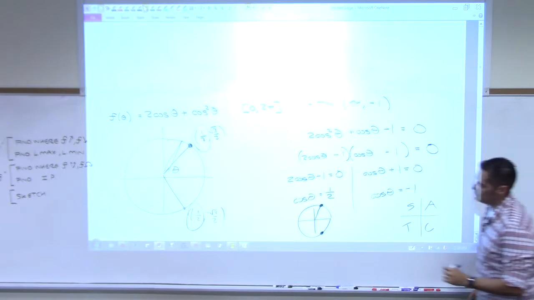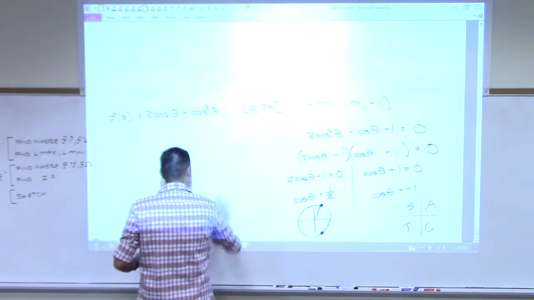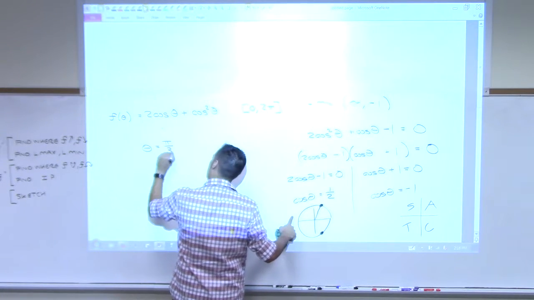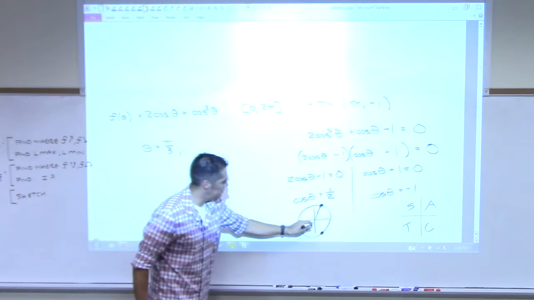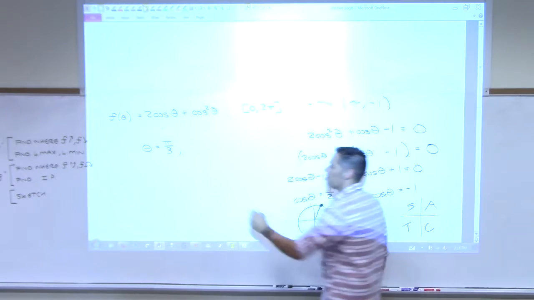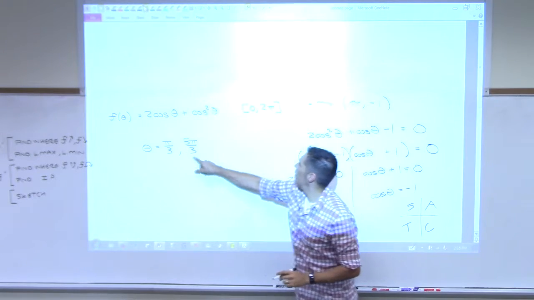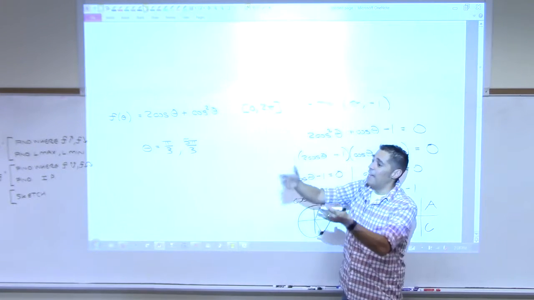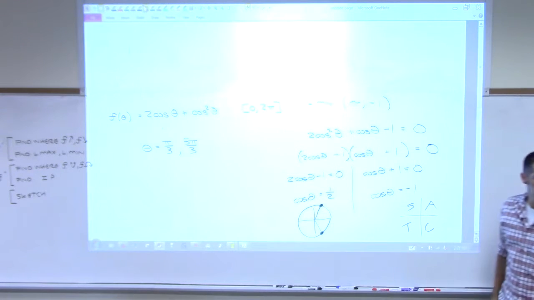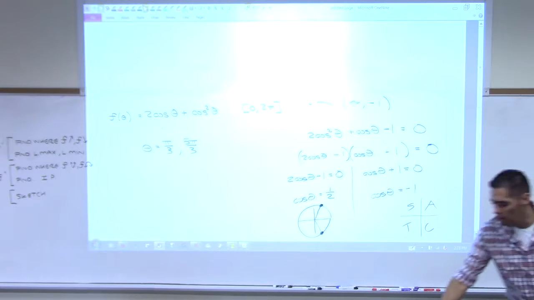Pi over 3. I need to put my answer somewhere. So theta must be pi over 3. And then, what's this one? 5 pi over 3. And those are the only two answers in our interval. Again, that's why that closed interval makes life nice. No, we're not having to get general solutions here. That would suck. All right, we're still not done.